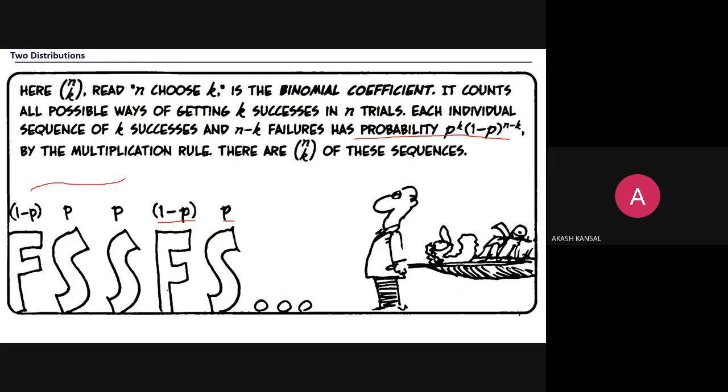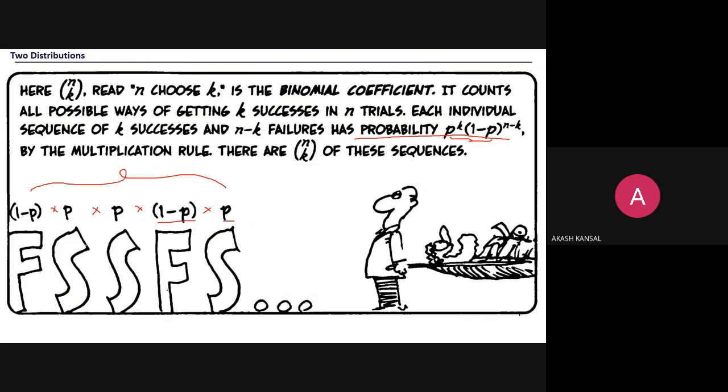For example, let's take this scenario. What will be the probability of this scenario? It will be 1 minus p into p into p into 1 minus p into p, right? So that's why we could generalize it: for any success combination, it would be p to the power k into 1 minus p to the power n minus k. So 1 minus p is my failure, right?